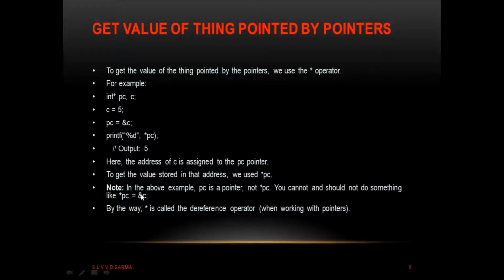Ampersand C gives the address, and that address will be assigned to asterisk PC. It is an illegal statement. We can only assign the address to PC, not to asterisk PC. What is ampersand C? Ampersand C gives the address of C, so the address of C we can't assign to asterisk PC. This ampersand C can only be assigned to PC.